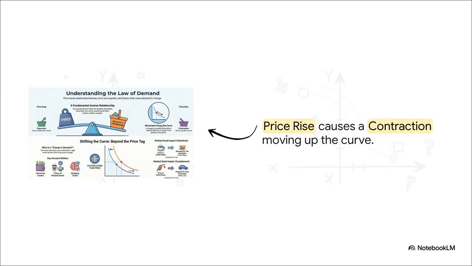Notice how a contraction is purely a movement up along the exact same demand curve. Just imagine moving from a starting point, let's call it point A, straight up the slope to point A1. And here's the absolute golden rule for this scenario. This upward movement is caused only by a rise in the commodity's own price. Literally, nothing else has changed in the consumer's world except for that price tag.